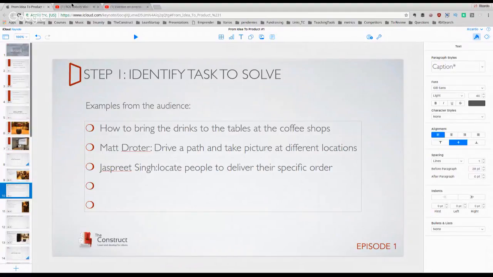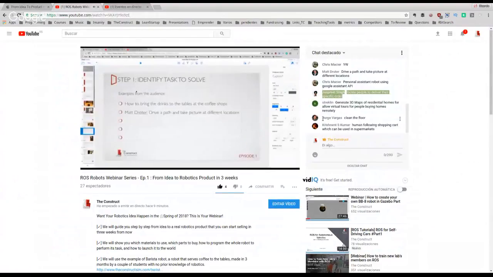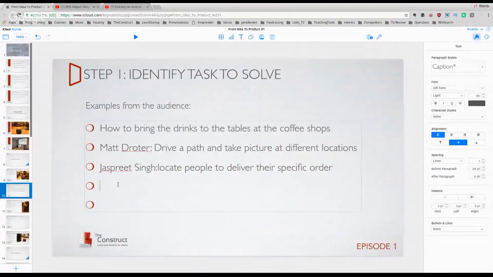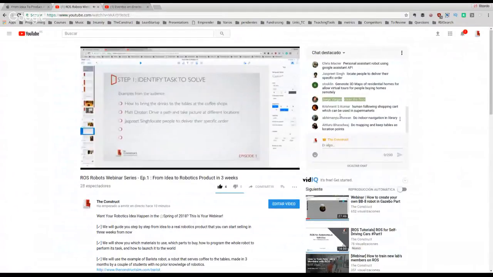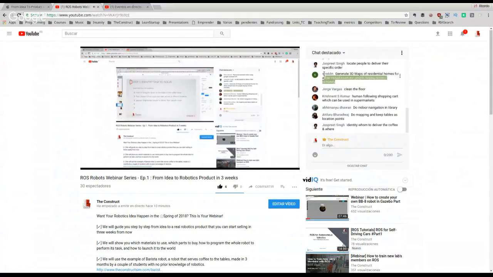And then the next one, let's see, it says clean the floor, for example, Jorge Vargas. Yes, that's very easy. Okay. So clean the floor. That's very specific. And then we have Sterling. It says, generate 3D maps of residential homes to allow virtual tours for people buying homes remotely. That is very specific and very clear, and it's also achievable.